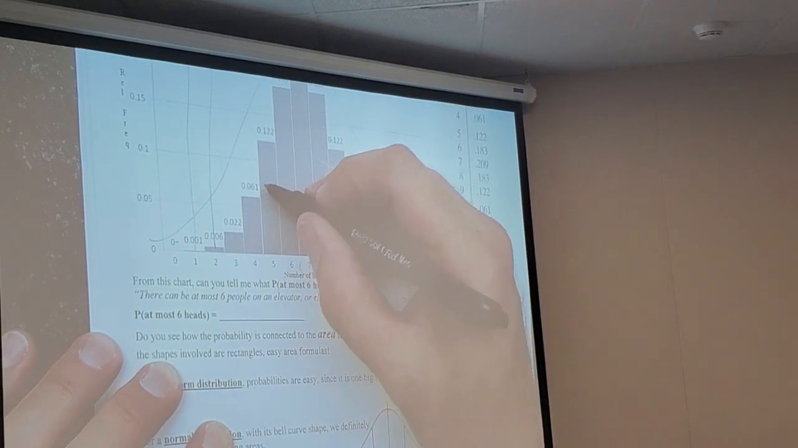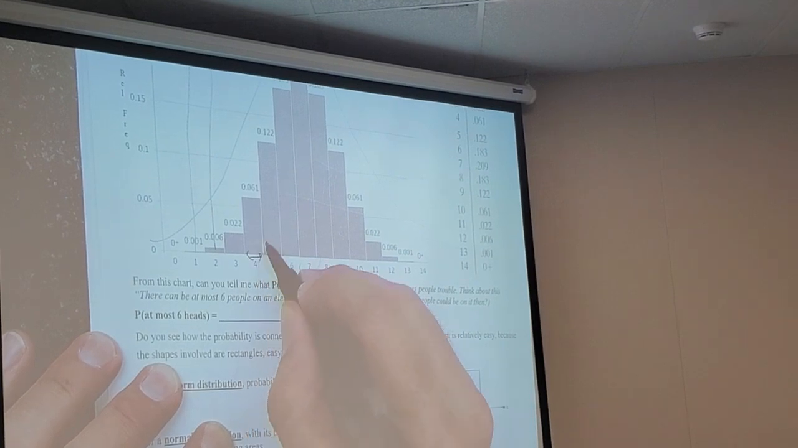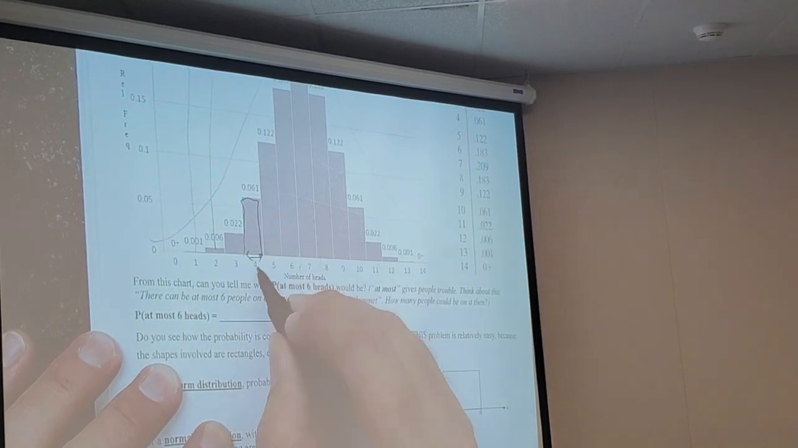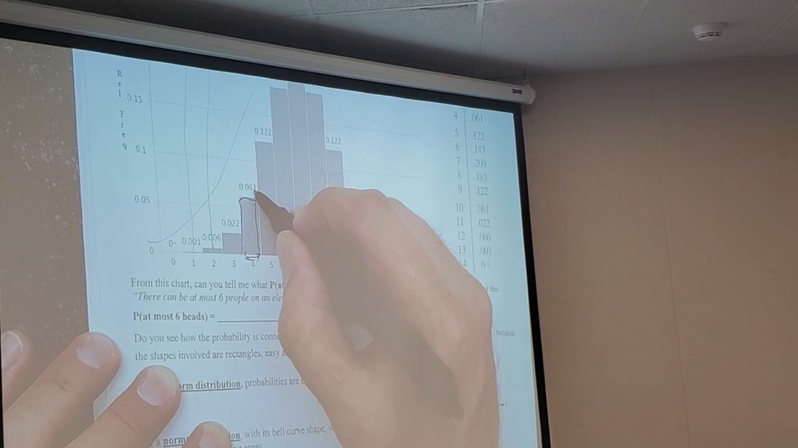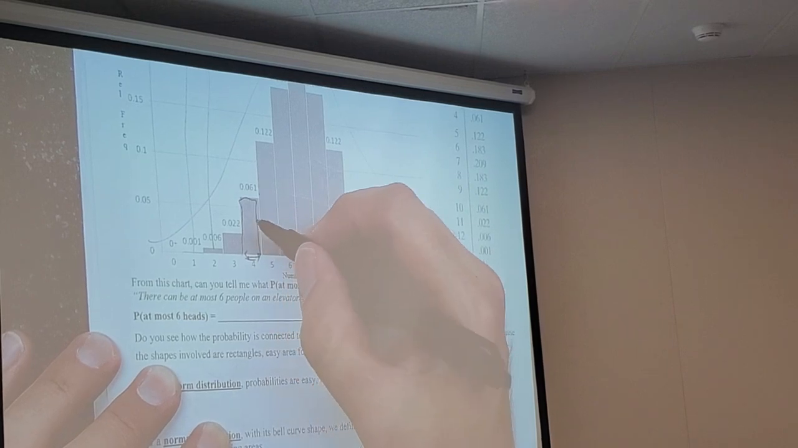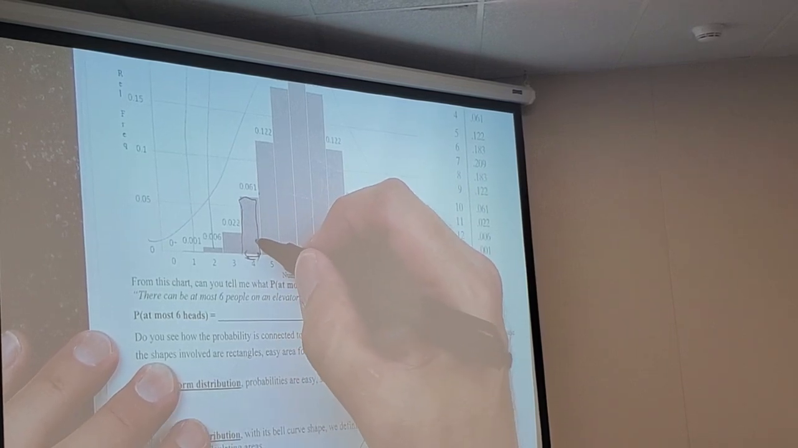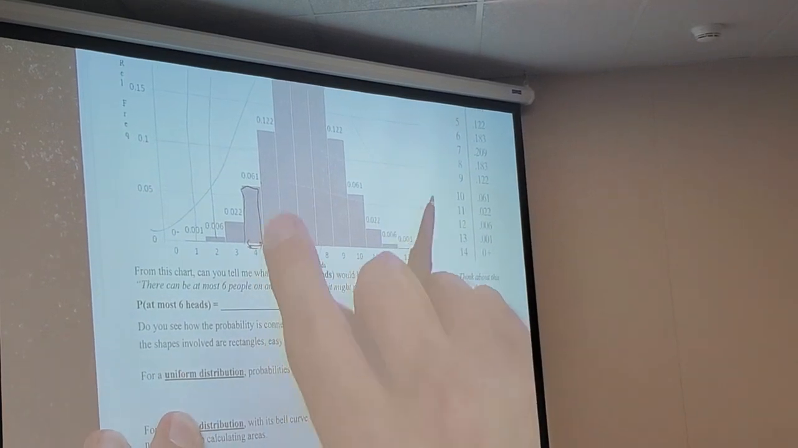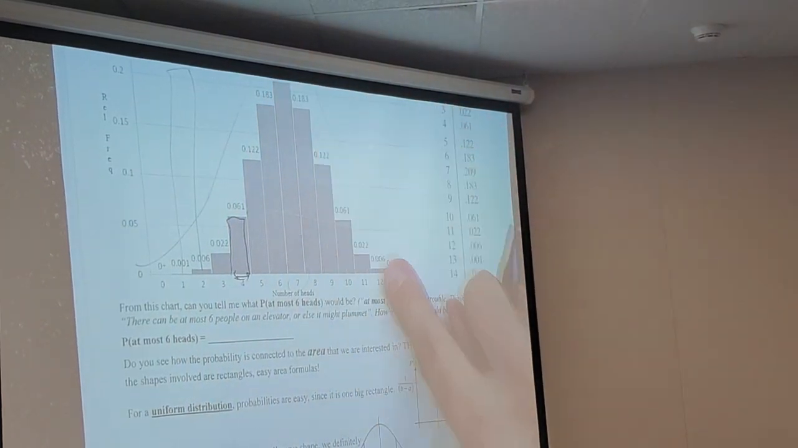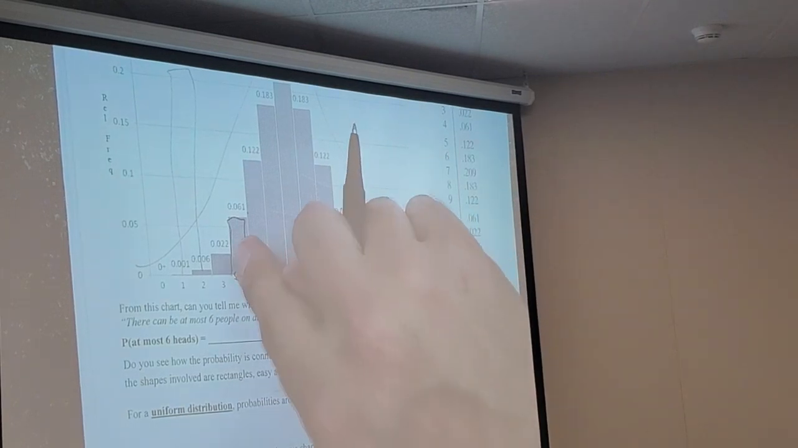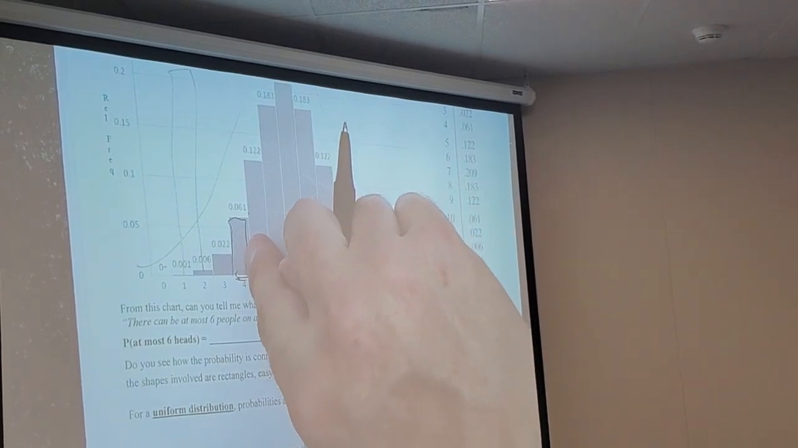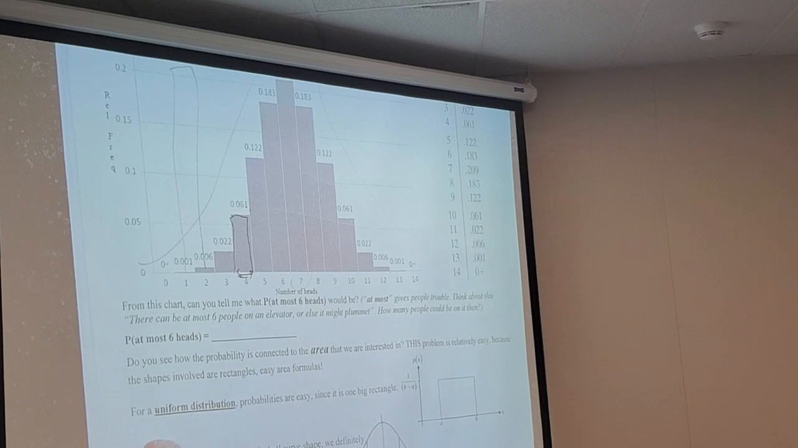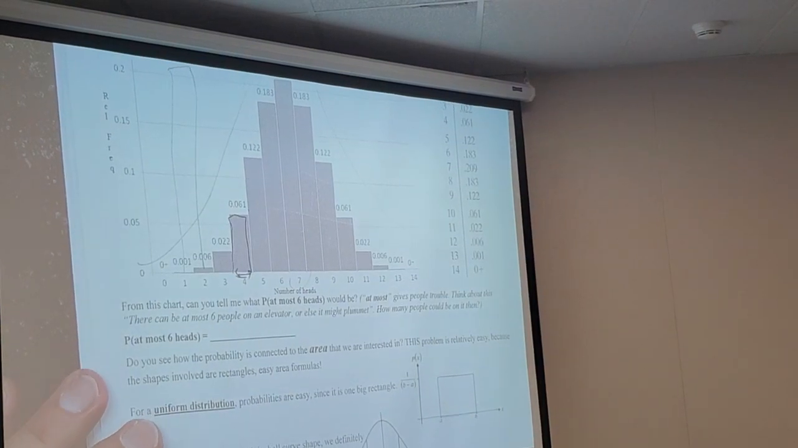0.061, right? What is the area of this rectangle? The width is one, the height is 0.061, isn't the area 0.061, which is the probability of four, yes? So this is just me really hammering home that if you have a visualization of the probability distribution, the area equals the probability of that thing. Just like uniform curves, yes?